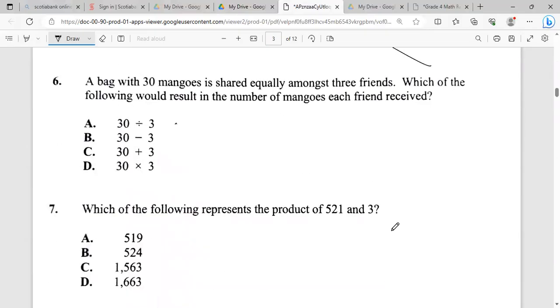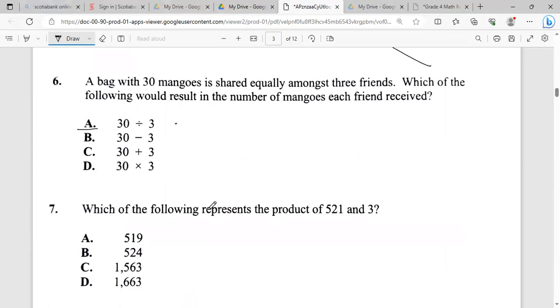Number 6 says a bag with mangoes is shared equally among 3 friends. Which of the following would result in the number of mangoes each friend receives? And that would be 30 divided by 3.